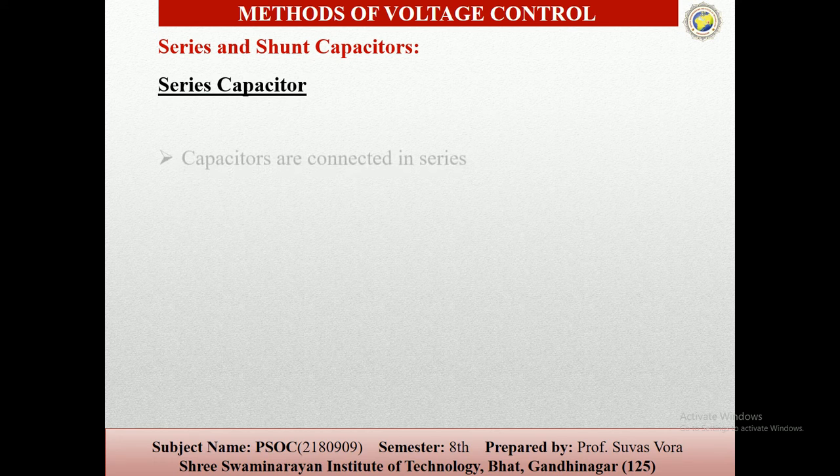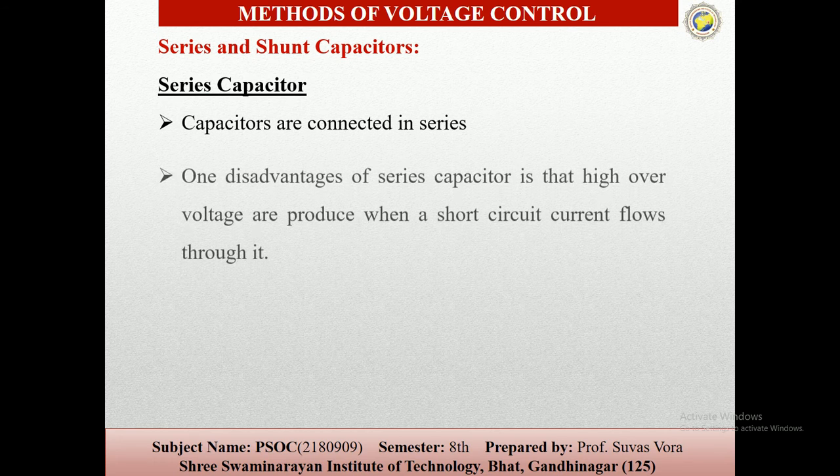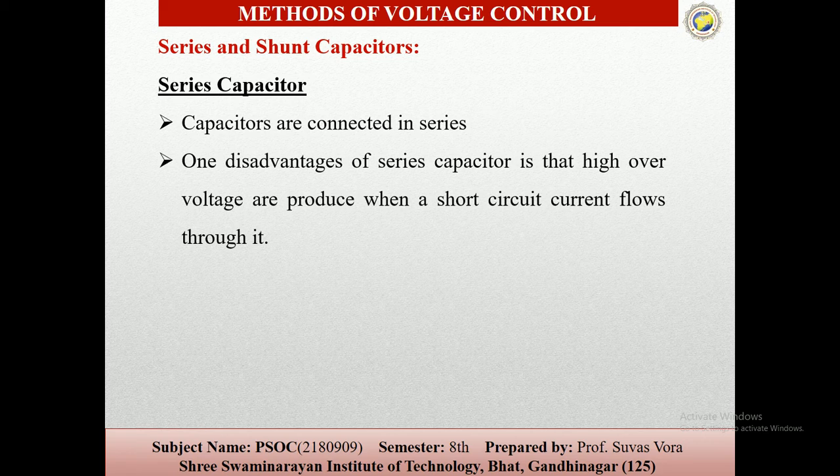In a similar way, series capacitors are connected in series, and one disadvantage of the series capacitor is that higher voltage is produced when the short circuit current passes through it. That is, we know that if a short circuit occurs anywhere in the series power system, then there is an infinite current passing, and because of this, these are the disadvantages of this system.